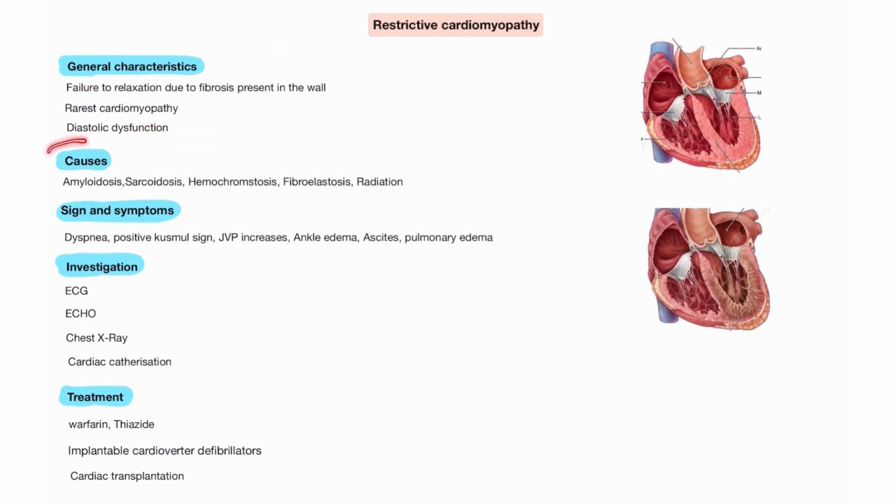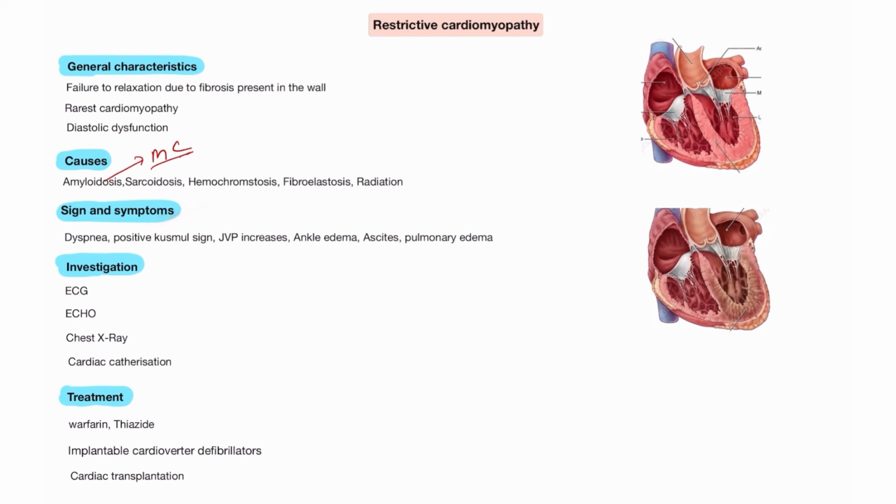What are the causes? Which conditions cause restrictive cardiomyopathy? Amyloidosis, sarcoidosis, hemochromatosis, fibroelastosis, and radiation. These all cause restrictive cardiomyopathy. But in the question, mostly you will see that the most common cause is amyloidosis occurring in the patient, which causes restrictive cardiomyopathy. So please learn this. Most common is amyloidosis, which causes restrictive cardiomyopathy.